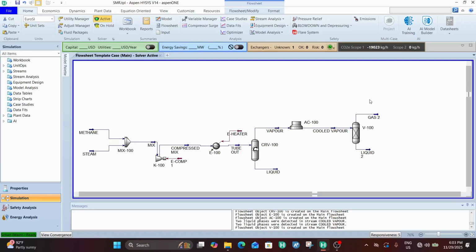So with this, I believe we can say we have almost successfully carried out our simulation for the SMR. We do have the basics, the fundamentals, the whole idea behind it.